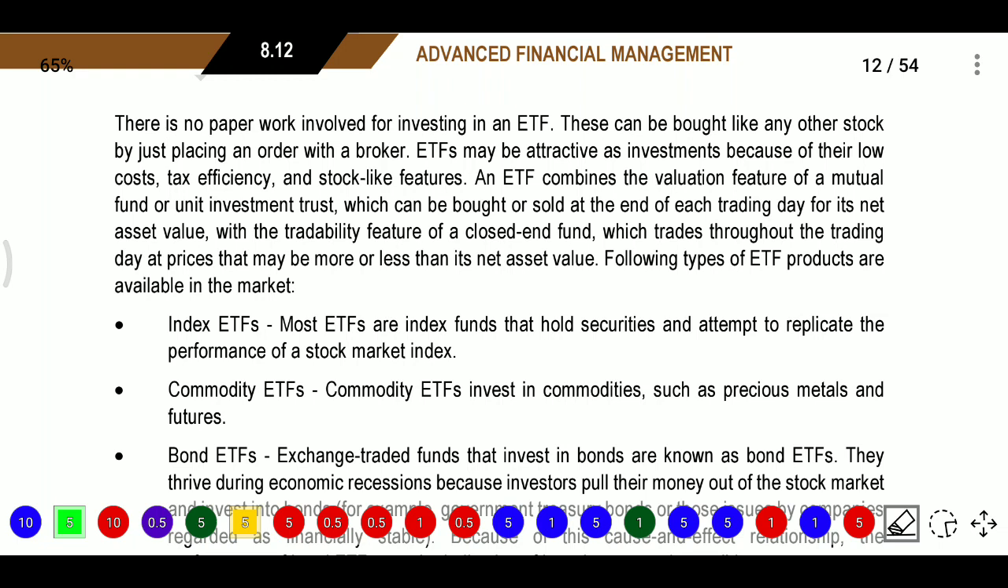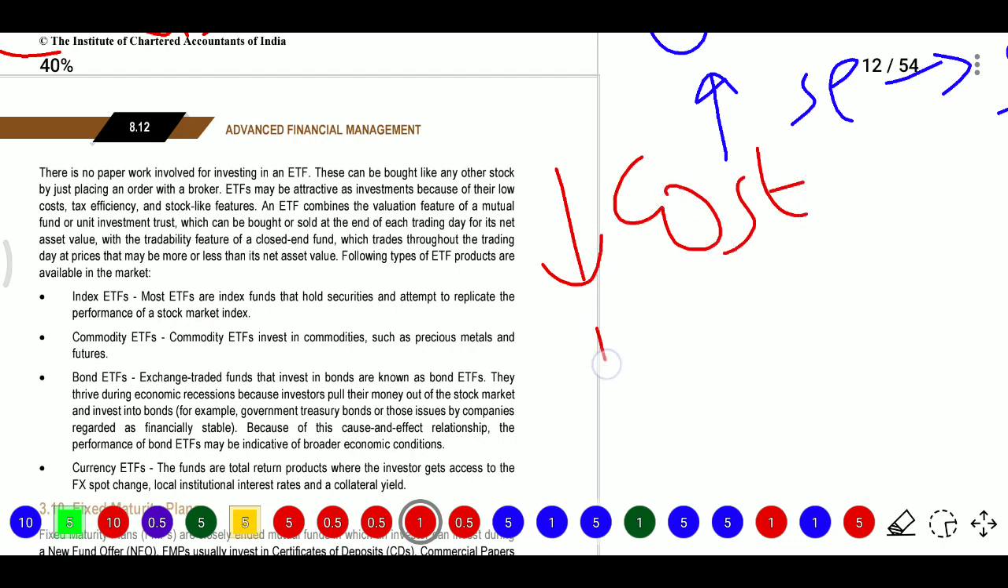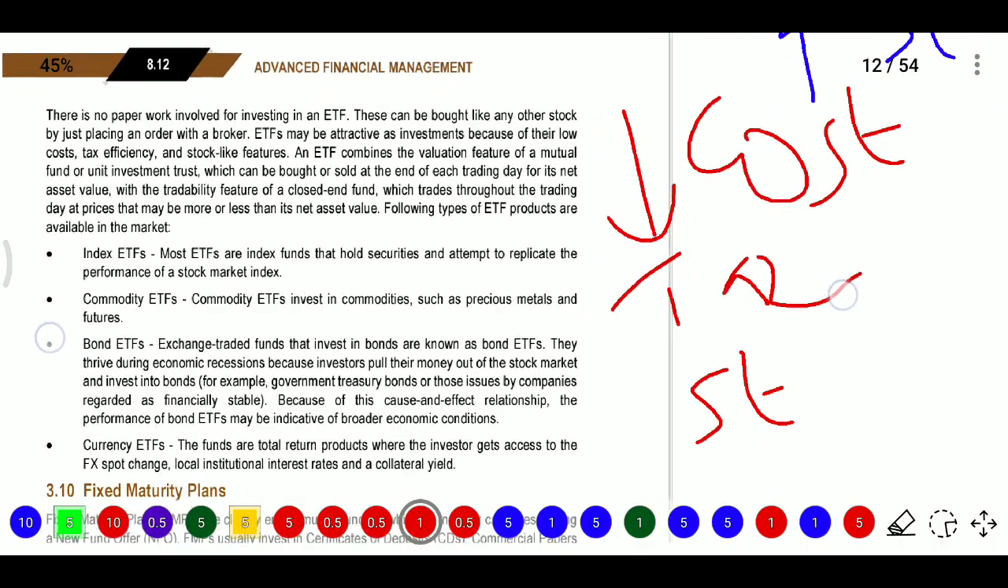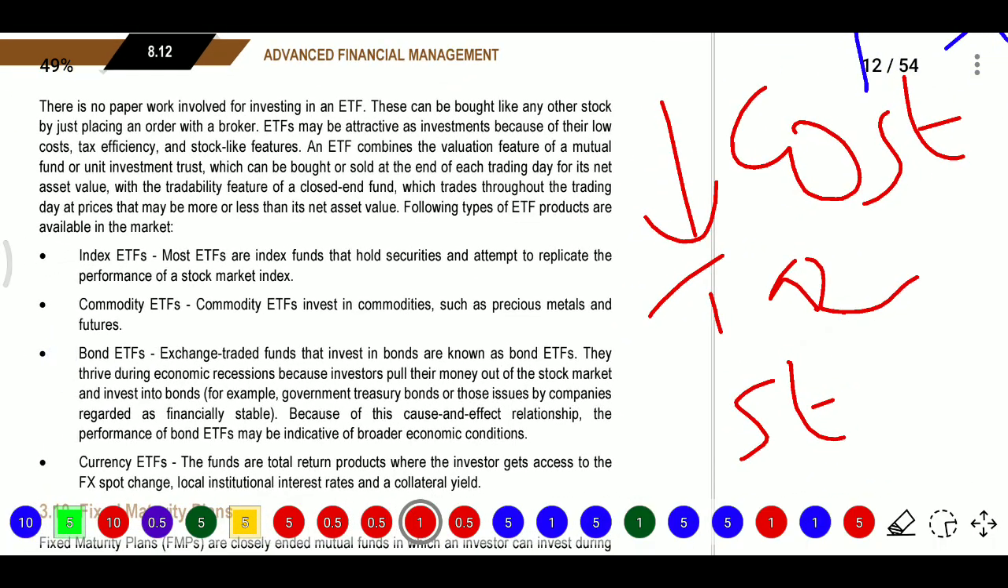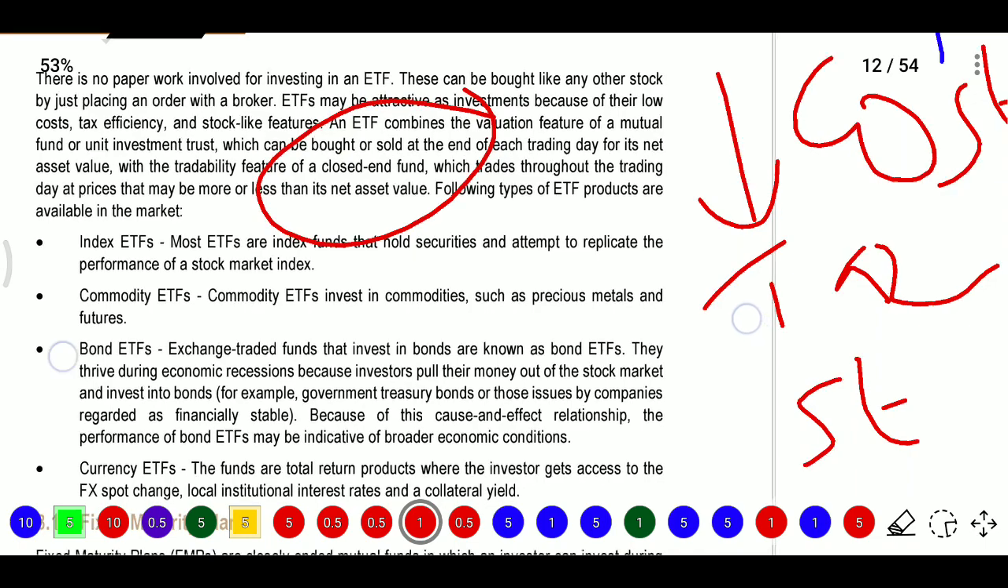ETFs may be attractive as an investment because they have low cost, tax efficiency, and stock-like features. ETFs combine the valuation feature of a mutual fund or unit investment trust, which can be bought or sold at the end of each trading day for its net asset value, that is NAV, with the tradability feature of close-ended funds. Close-ended funds means anytime you cannot enter and anytime you cannot exit. They have their own times, so up to their maturity you cannot enter or exit. ETFs trade throughout the trading day at prices that may be more or less than their NAV.